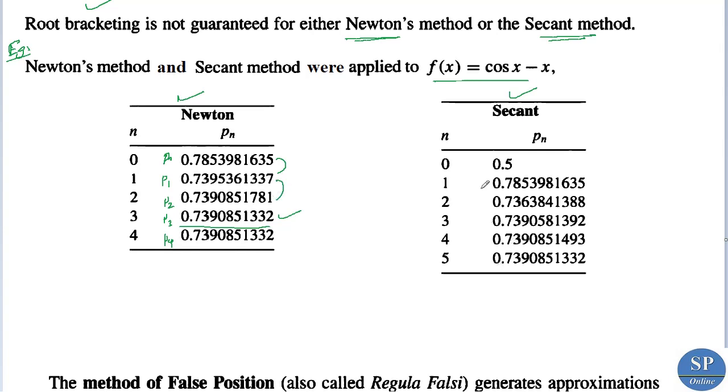But in the secant method, we have P0, P1, P2, P3, P4 and P5. So P5 is found to be the approximate root for this equation. From this table we can see that this P5, that is the approximate root, lies between these 2 points, but it does not lie between these 2 points P2 and P3. It does not lie between these 2 points, but this root lies between these 2 points.